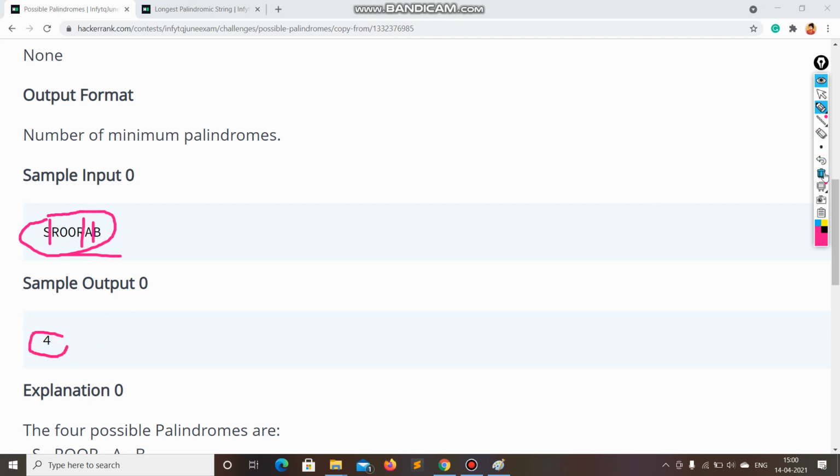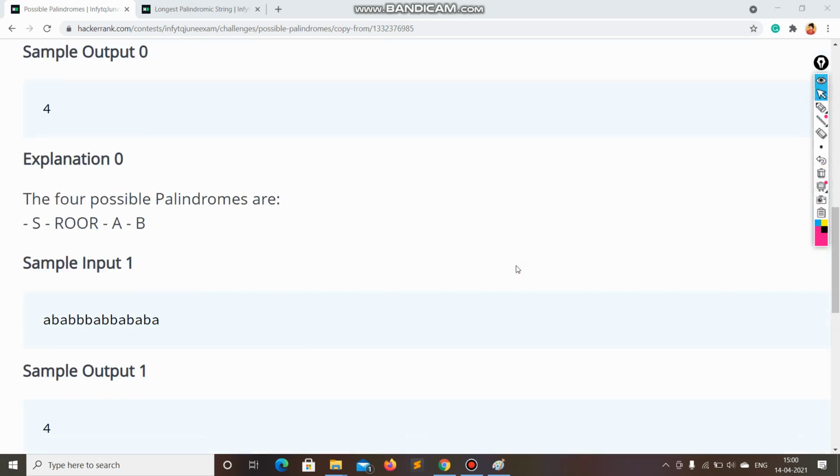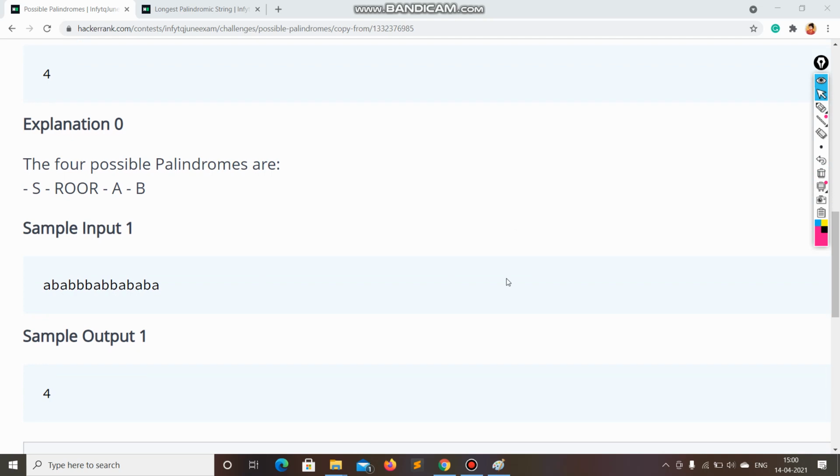You can also see this like this. While considering A B A B B B, let's see. For A one cut, B A B B A B another cut, B A B A B another cut, A. I think this is the solution. You got a total of 1, 2, 3, 4 palindromes.